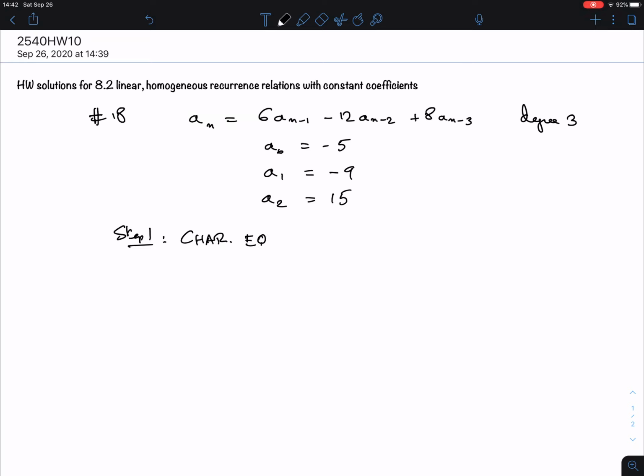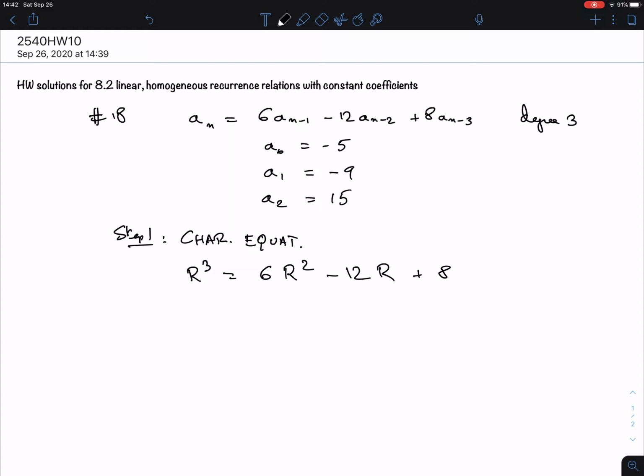And how do we get these? Well, what we have to do is replace this an as we go down by lower powers of r. And the highest power of r, of course, is the third power. We need to know where to start. So this is r cubed. This will become r cubed. And then we have 6an minus 1, that becomes 6r squared. The next power is r, so minus 12r. And then the last power is, of course, the zeroth power, which we don't write, that is 8.